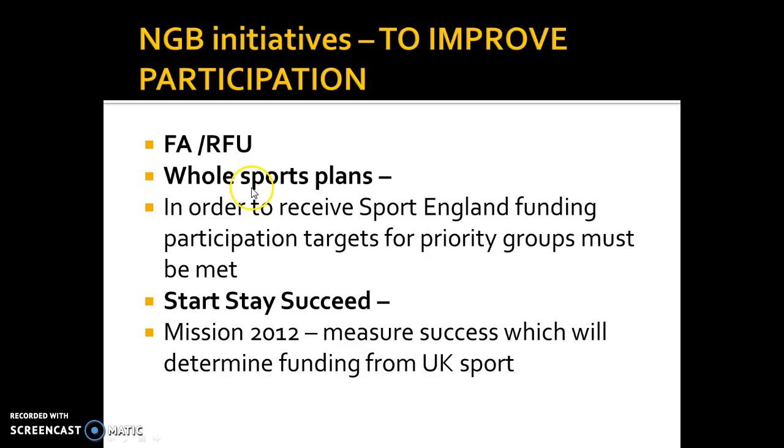So they have to have a certain number of disabled people, a certain number of women, a certain number of young people taking part in their sport. If they do not reach those figures, then they do not get Sport England funding. So it's very simple. They have a whole sport plan. The plan must involve participation rates increasing for priority groups, which are disabled, elderly, ethnic minority, women and young people. We'll look tomorrow at those priority groups in more detail.